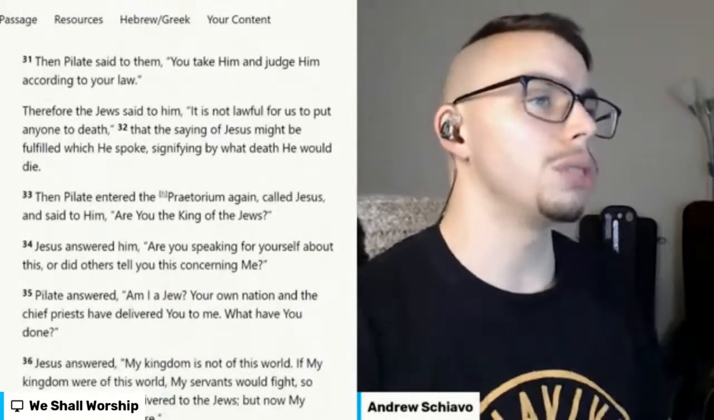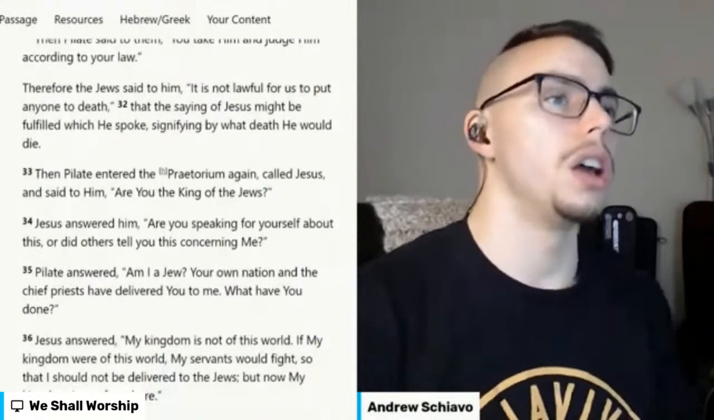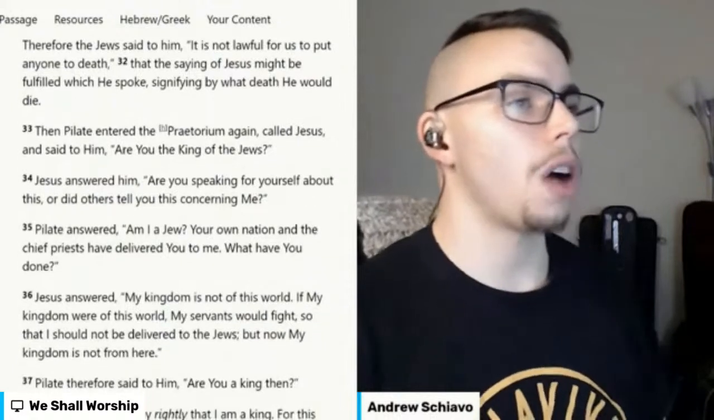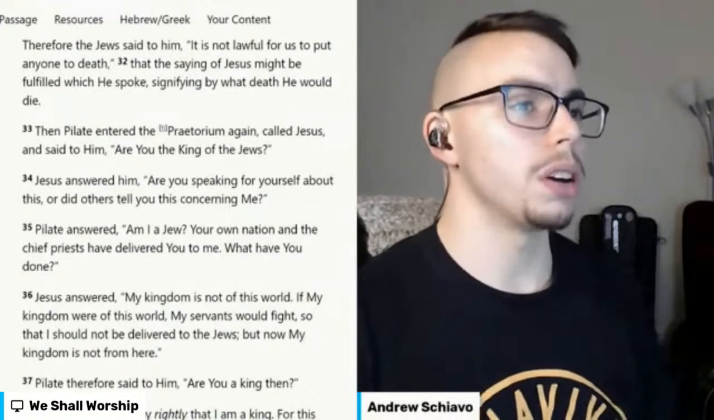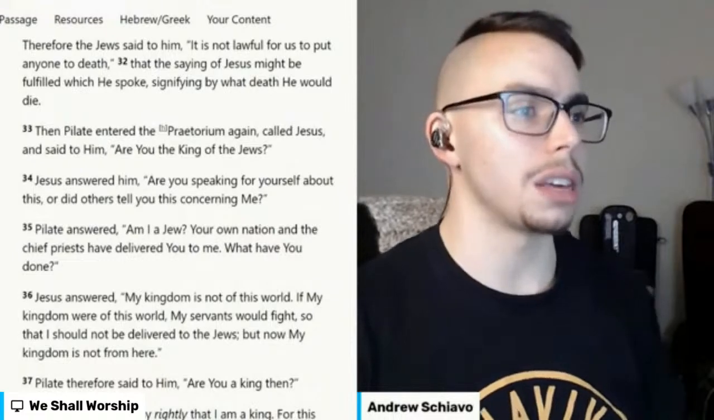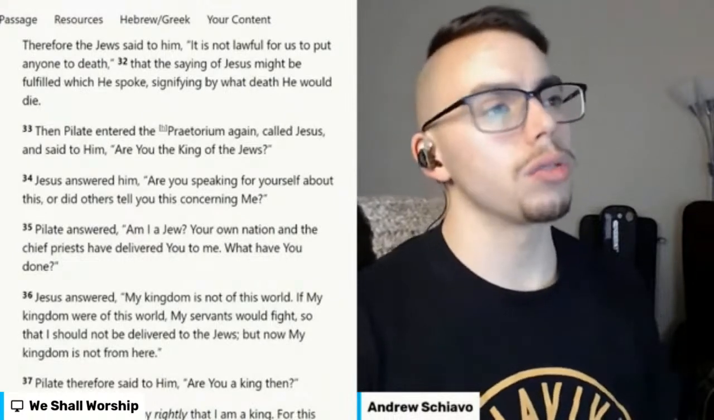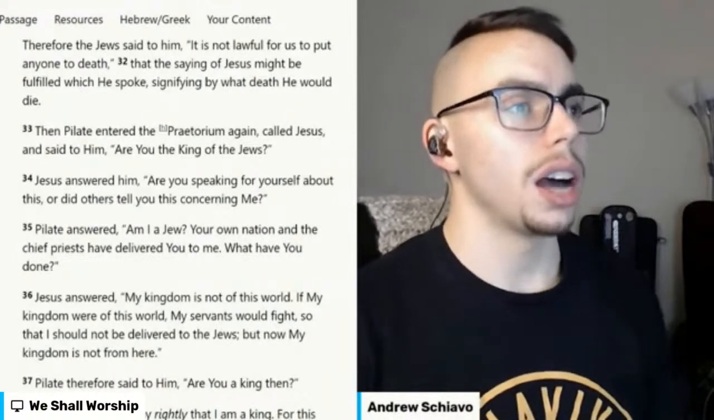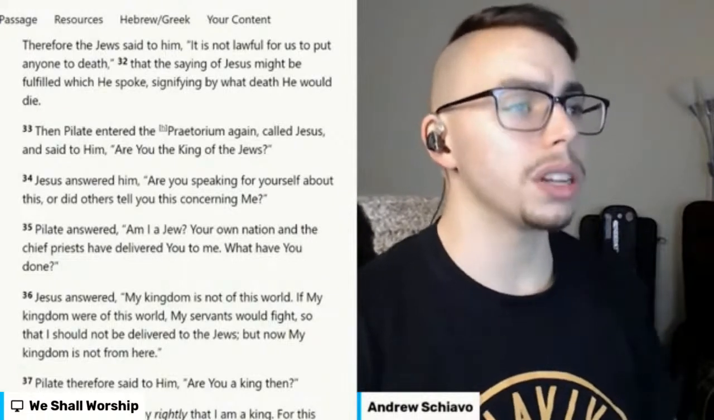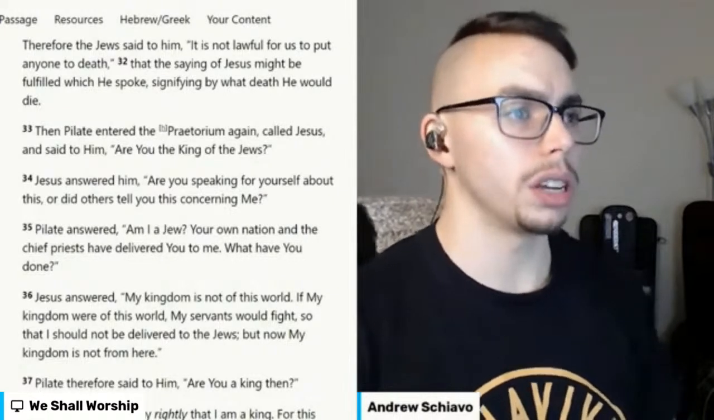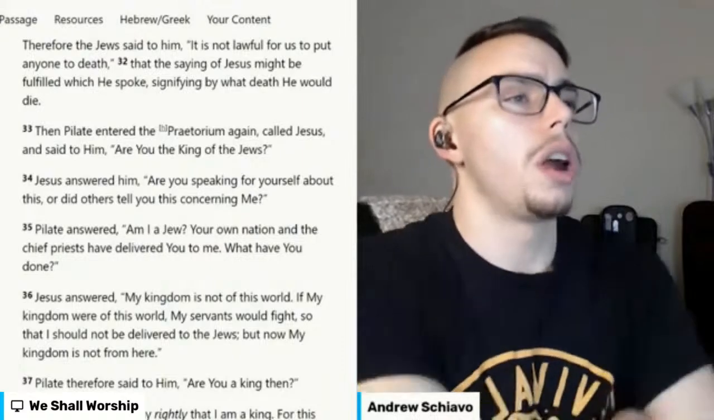Then Pilate said to them, "You take him and judge him according to your law." Therefore the Jews said to him, "It is not lawful for us to put anyone to death," that the saying of Jesus might be fulfilled, which he spoke, signifying by what death he would die. That's actually not true. The law of Moses clearly stated when it was lawful for people to stone people to death, or to kill them by the edge of the sword.